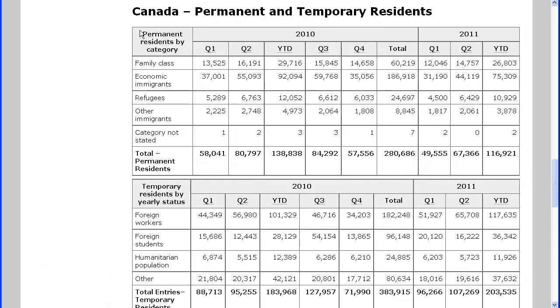So I'm going to the official Canadian immigration website, cic.gc.ca, and here you can see statistics for permanent and temporary residents for 2010 and 2011. I'm recording this at the beginning of November of 2011, so the most recent statistics are, I believe, until June of 2011. So you can see that there are three major classes of immigrants: family class, economic immigrants, and refugees. There is also other immigrants and category not stated, but these numbers are not really significant.